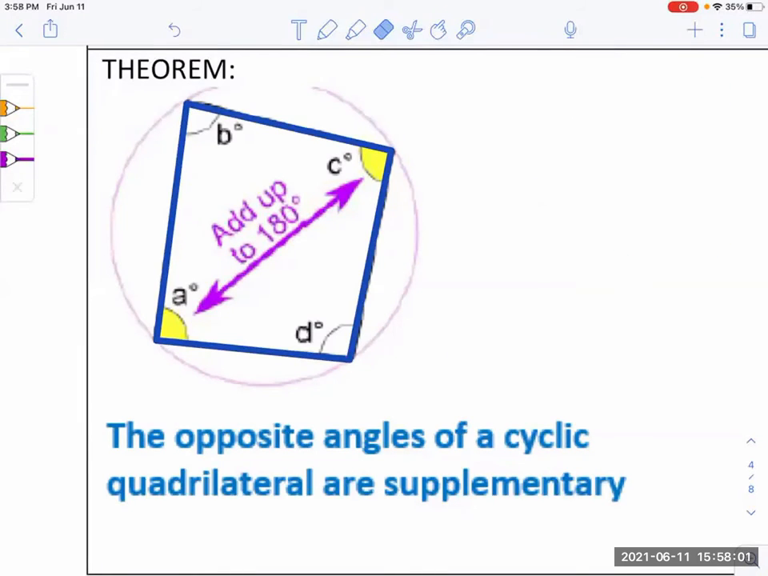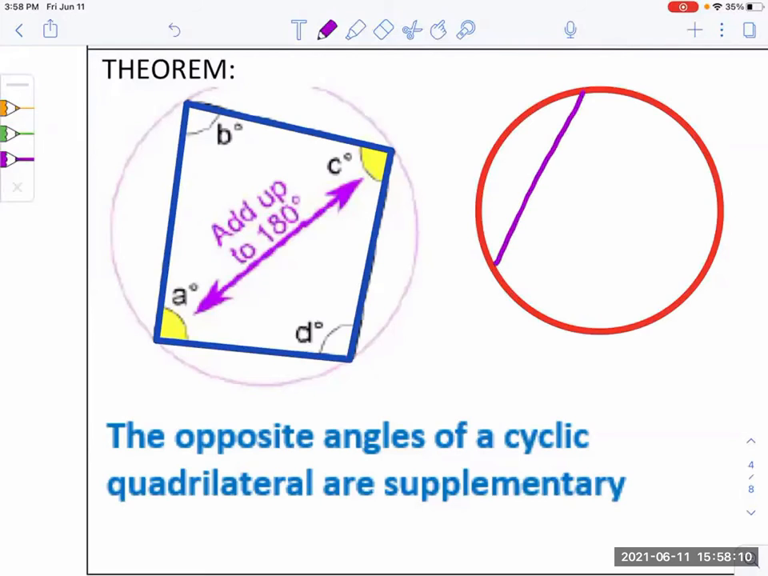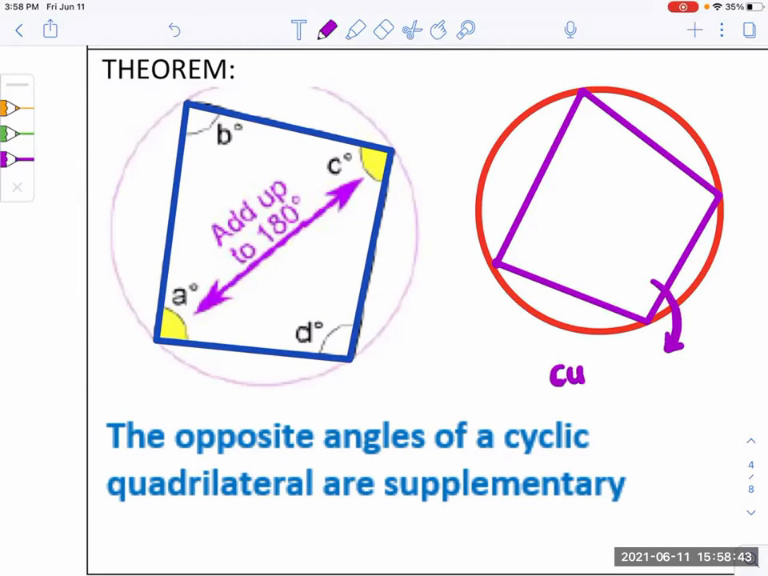Now, if I have a circle and I have a four-sided figure with each corner touching the circumference, there is a special name for that shape. Let me repeat that. The rule is there must be a circle, and a four-sided figure in the circle with each corner touching the circumference. This is called a cyclic quadrilateral.